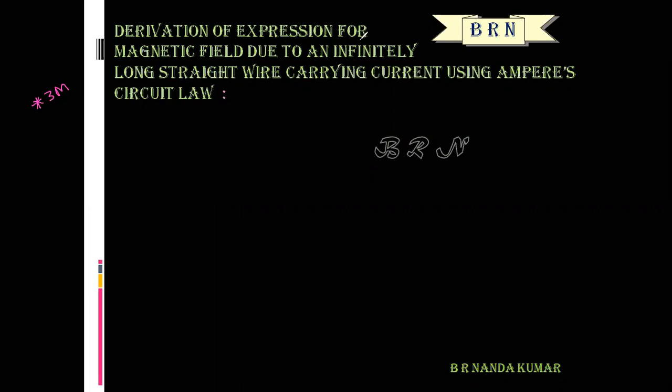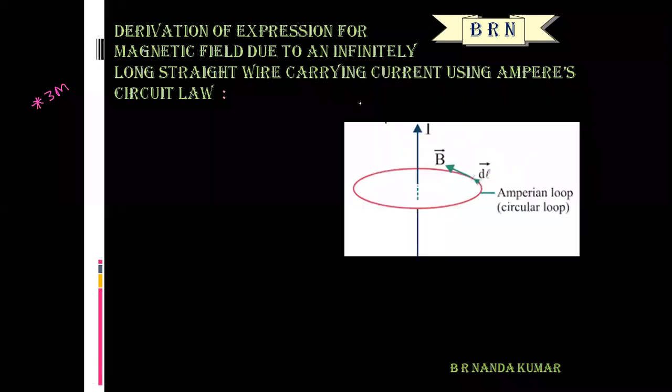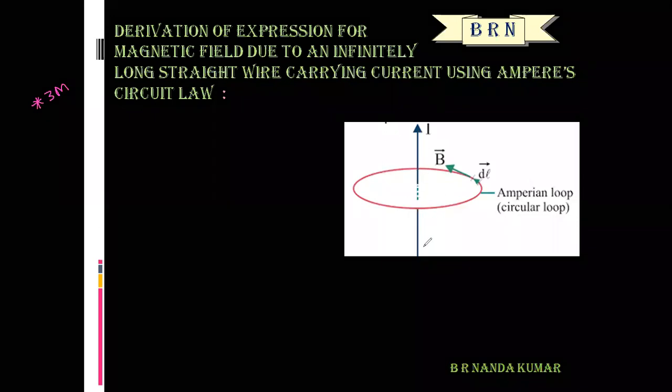Derivation of expression for magnetic field due to an infinitely long straight wire carrying current using Ampere's circuit law. Okay, first let us consider a long straight infinite wire. This end goes to infinity, and this end also goes to infinity. A long straight infinite current carrying wire, and then consider an Amperian loop.